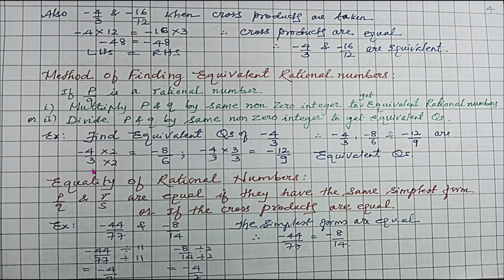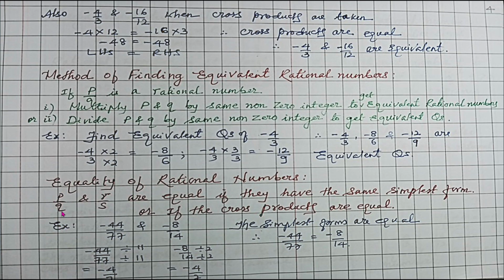If I multiply p and q by 2, then I get minus 8 by 6. So minus 8 by 6 is an equivalent rational number of minus 4 by 3. Multiply by 3 and 3, we get minus 12 by 9. Again, minus 12 by 9 is an equivalent rational number of minus 4 by 3. Rather, for minus 4 by 3, minus 8 by 6 and minus 12 by 9 are equivalent rational numbers. All these three are equivalent rational numbers. So please remember that.